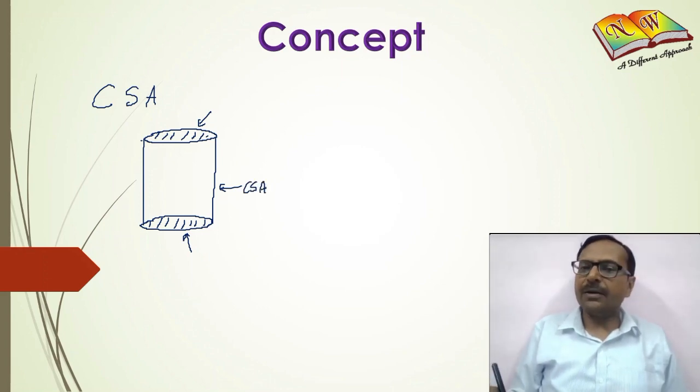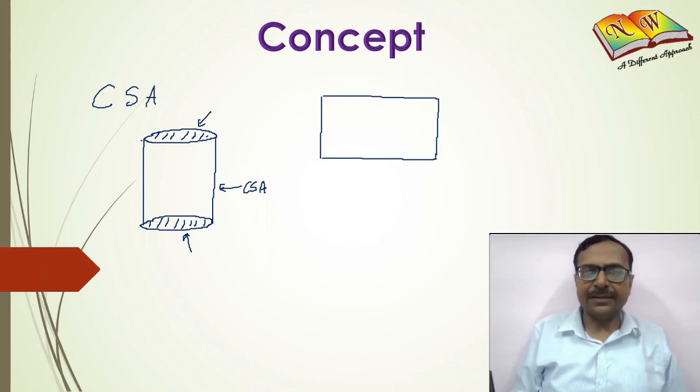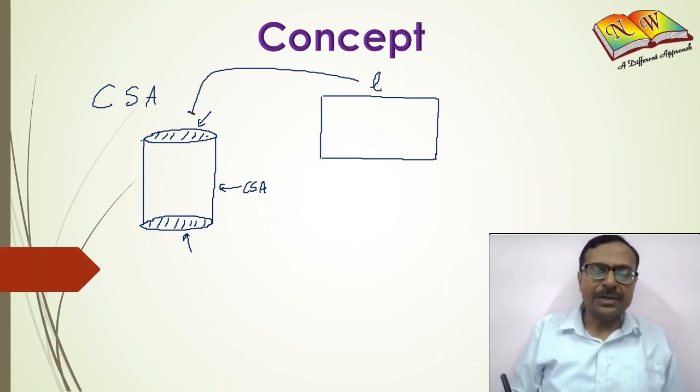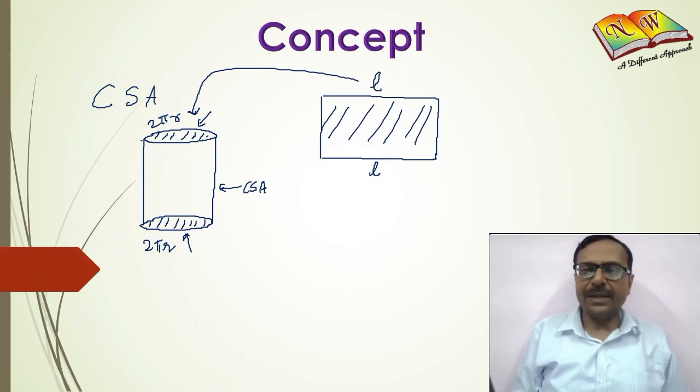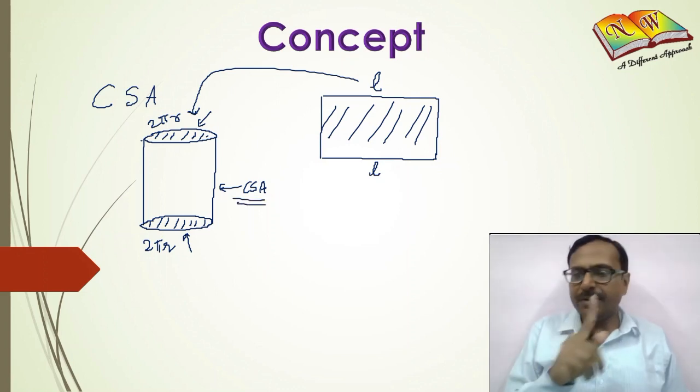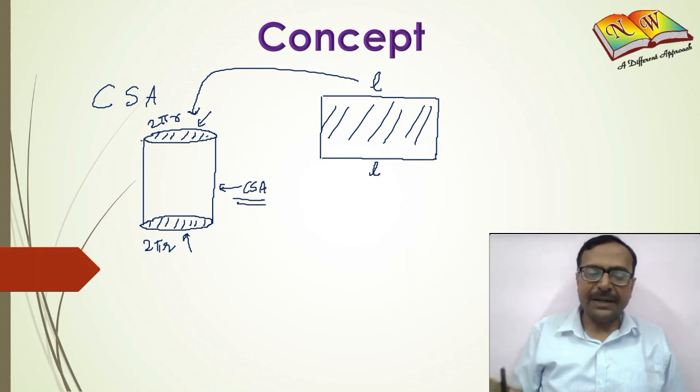How do you make a cylinder? We first take a rectangular paper strip and then fold this along the length. So what will happen to the length? Length will become the circumference of the circular part, that is 2 pi r. This length will become the circumference of the lower base. And what will happen to this area? This area will actually become the curved surface area of the cylinder.